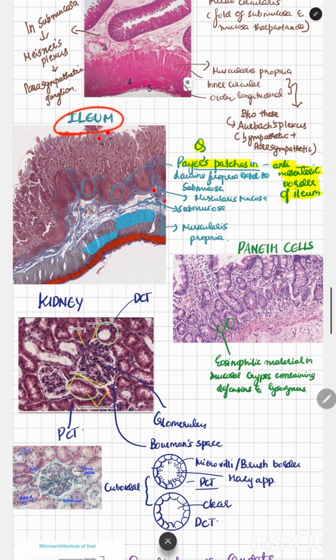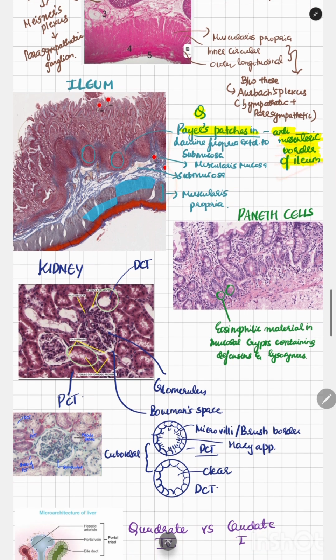Then comes ileum. It's easy to identify because in the ileum we'll have this lymphatic tissue known as Peyer's patches found in the antimesenteric border of the ileum. The rest of the layers are the same.